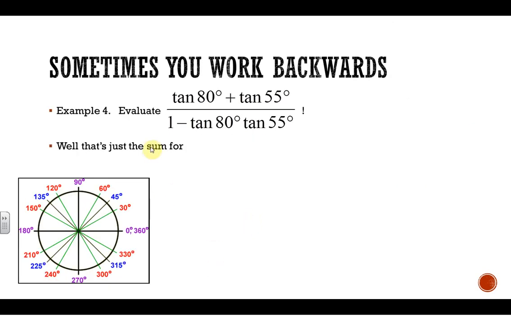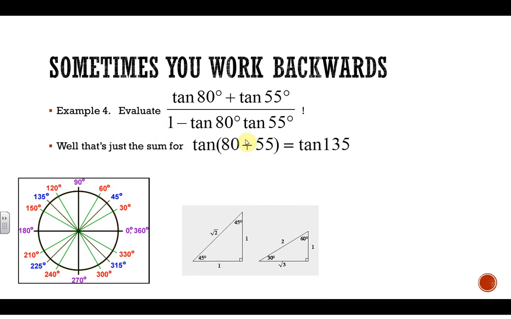Sometimes you work backwards. So for instance, what is this? We might say, well, look at your reference sheet. That's a tangent sum formula. So you work backwards and you say 80 plus 55 is 135. So they're really just asking us for tangent 135, which is definitely a 45. So that's 1, and it's negative because it's in the second quadrant. So it's negative 1. That's working backwards.